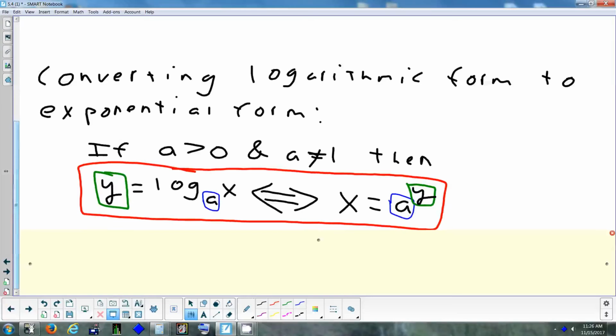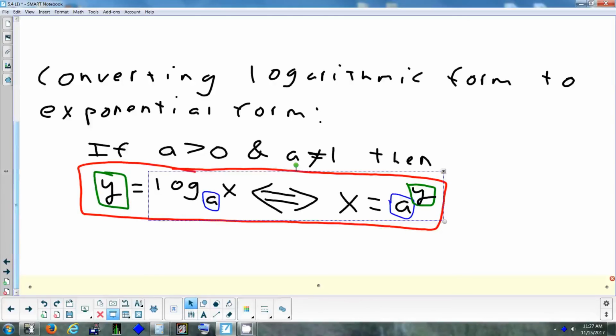The box in blue, that's your base. When you pronounce it, log base a. When you rewrite it as an exponential, the thing that's below the exponent is called the base. So the base on your log becomes the base on your exponential. So the base stays as the base.